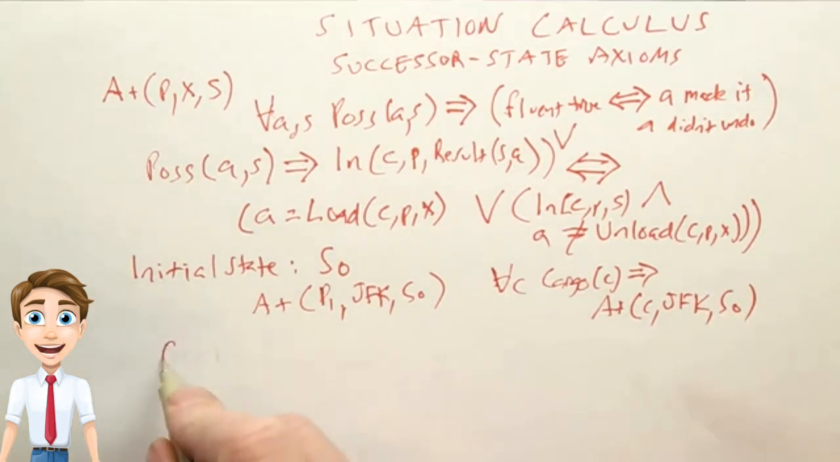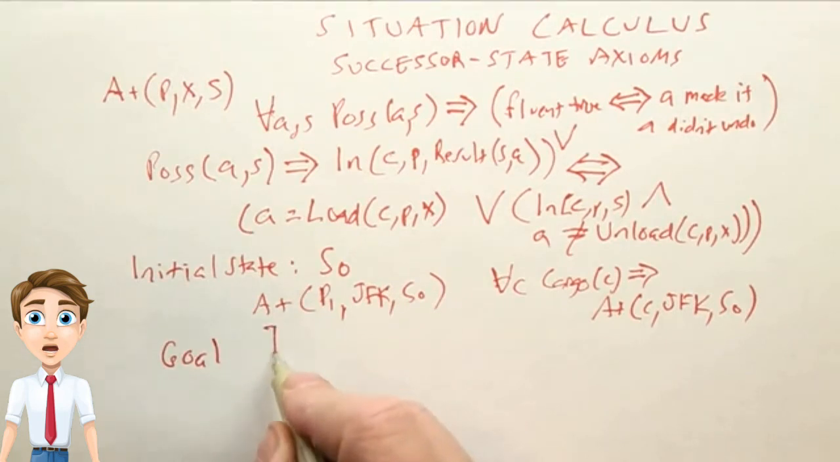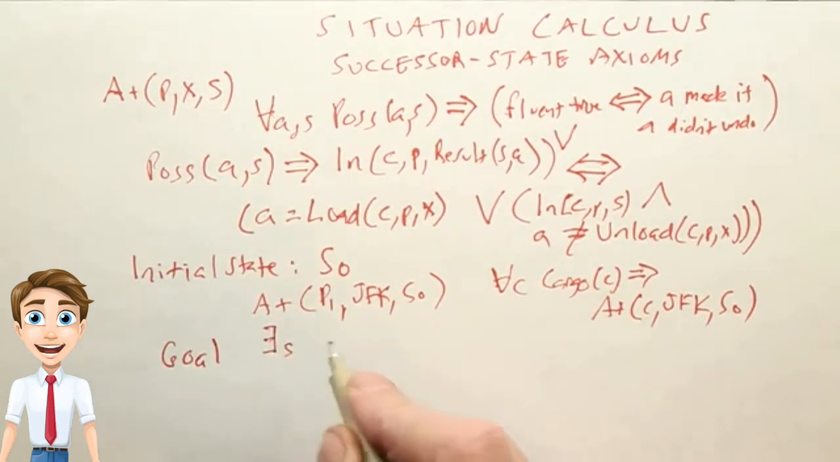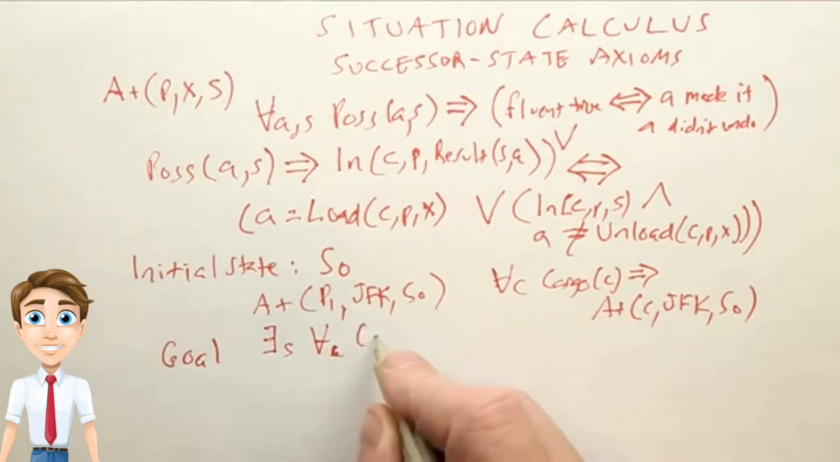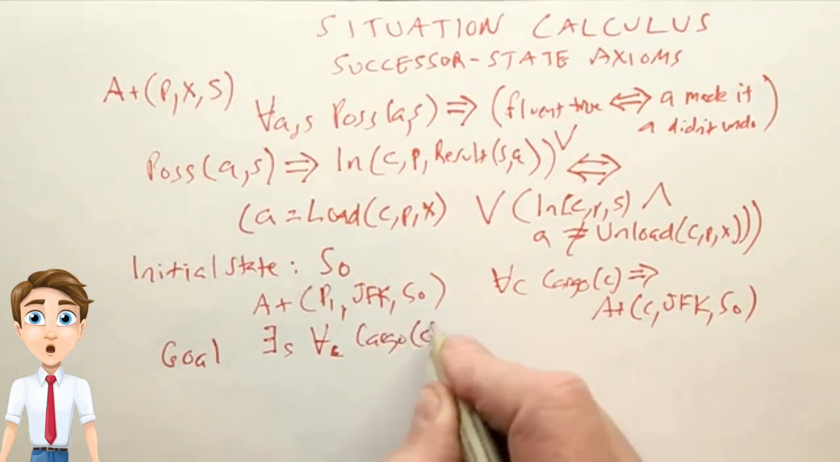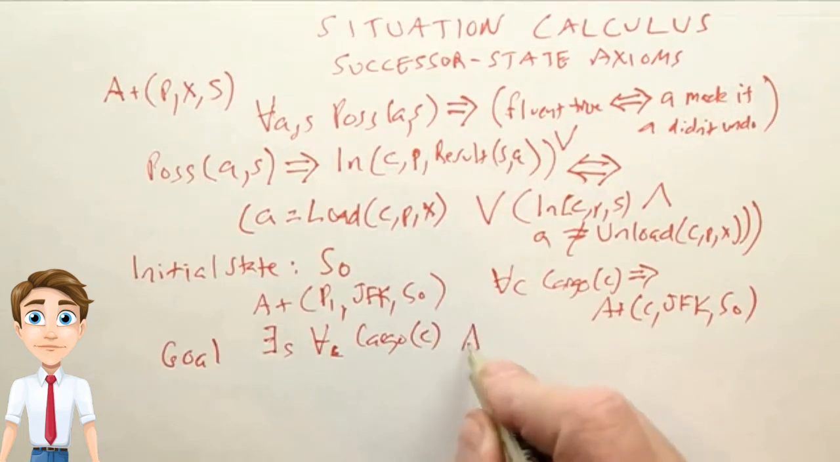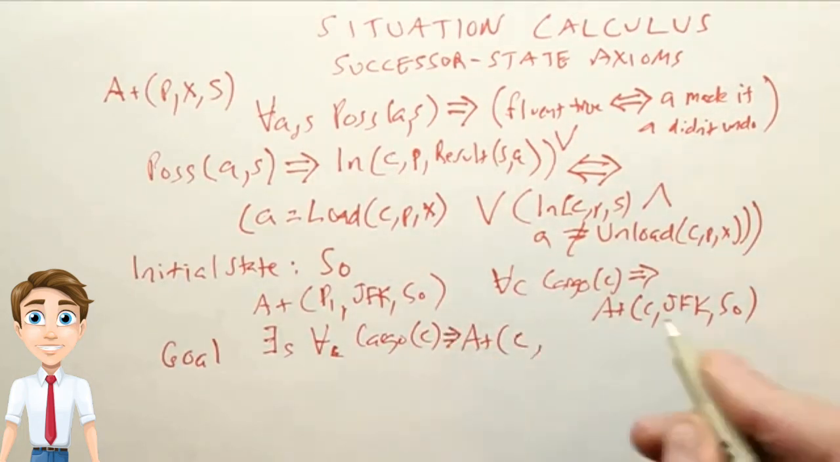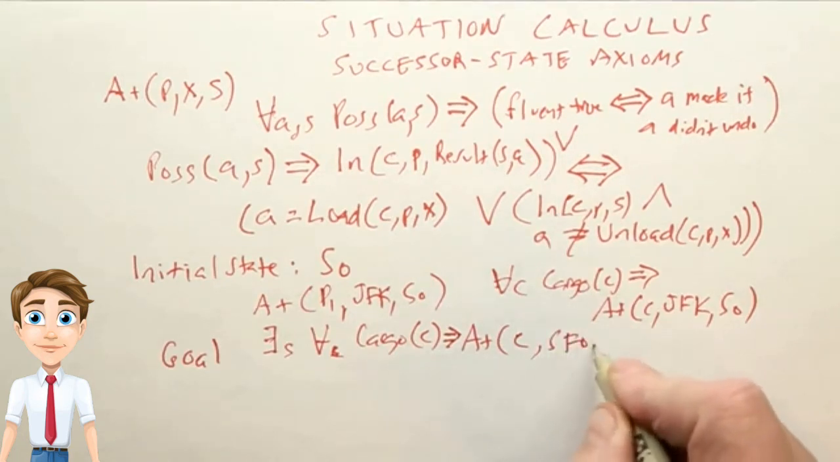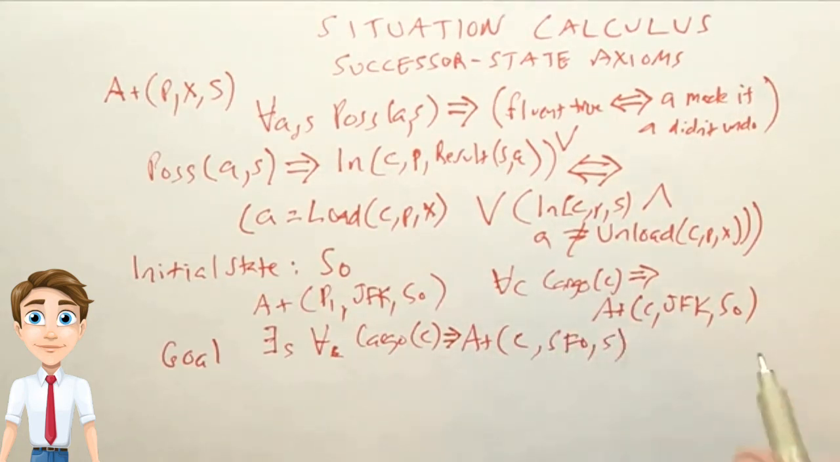The goal state is similar. We could have a goal of saying there exists some goal state S such that for all C, if C is cargo, then we want that cargo to be at SFO in state S. So this initial state and this goal say move all the cargo, I don't care how much there is, from JFK to SFO.